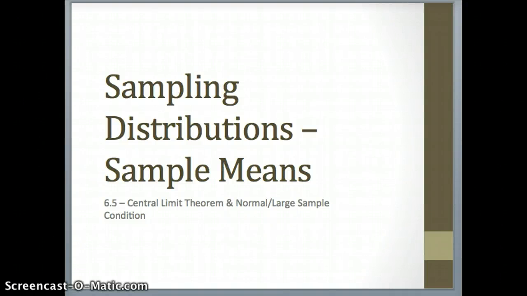Okay, guys, so in most population distributions, our shape is actually not normal. So what we're going to talk about in this video is what would the shape of a sampling distribution be if the shape of the population distribution is not normal.